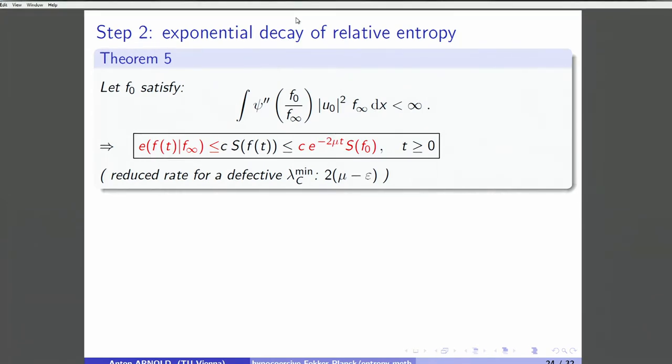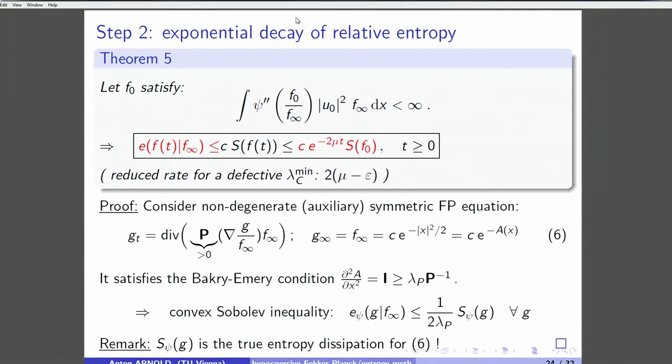Here we have the modified Fisher information at time t, which decays exponentially. This is something we already know. So the question is only how to prove this inequality here. So let me anticipate for the experts here. This inequality here is nothing but a logarithmic Sobolev inequality or a generalization of a logarithmic Sobolev inequality.